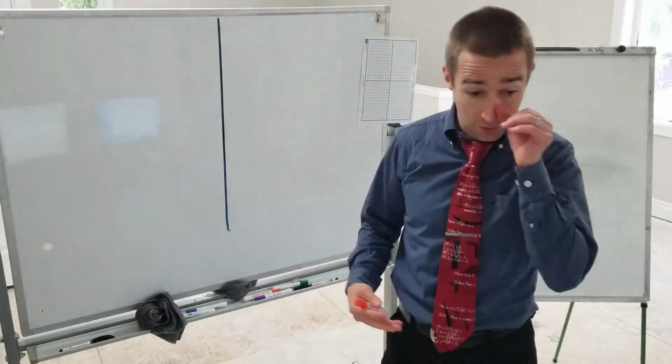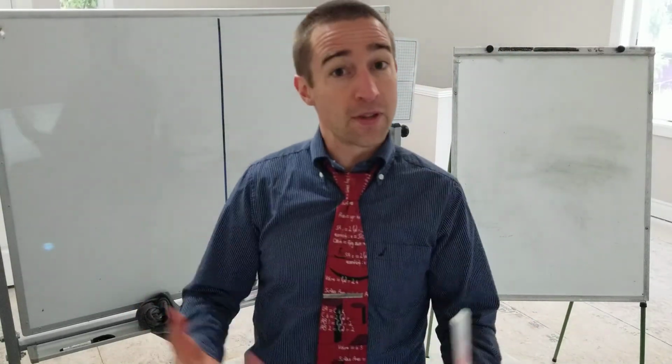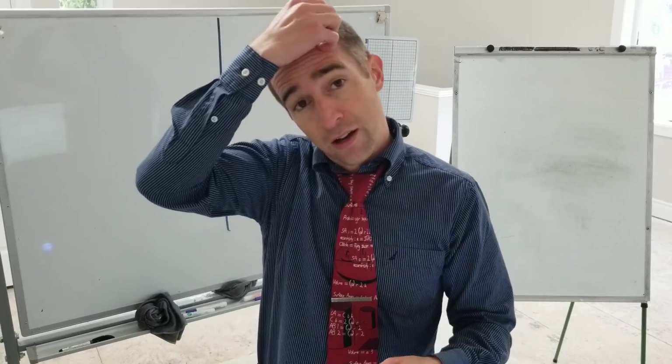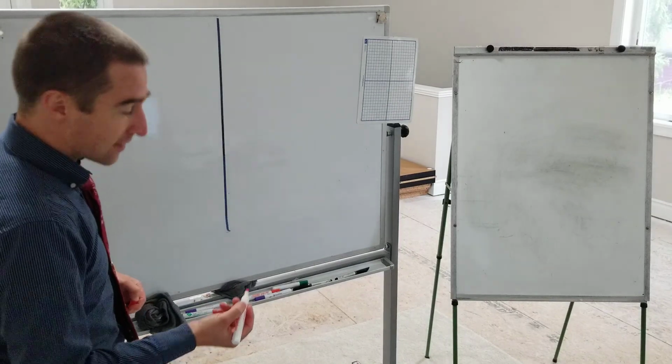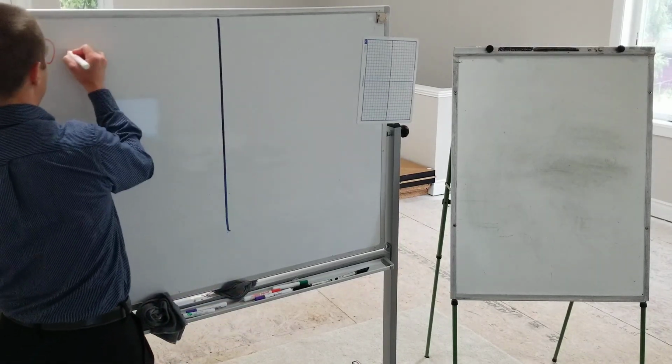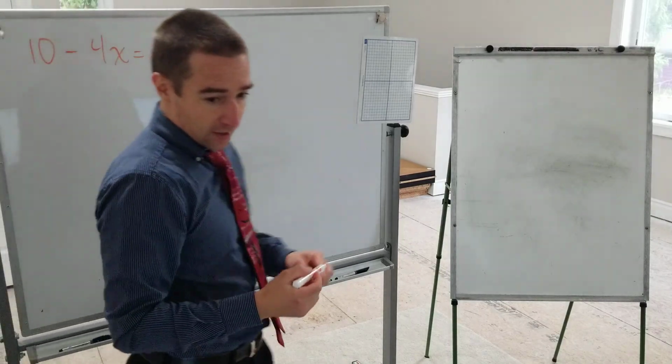We're going to do a couple examples, talk about them, do a few more examples, talk about them, summarize, and then there will be some time for you to try some and then check your work. All right, so let's say we have an equation like this. 10 minus 4x equals negative 9x. We want to solve this.